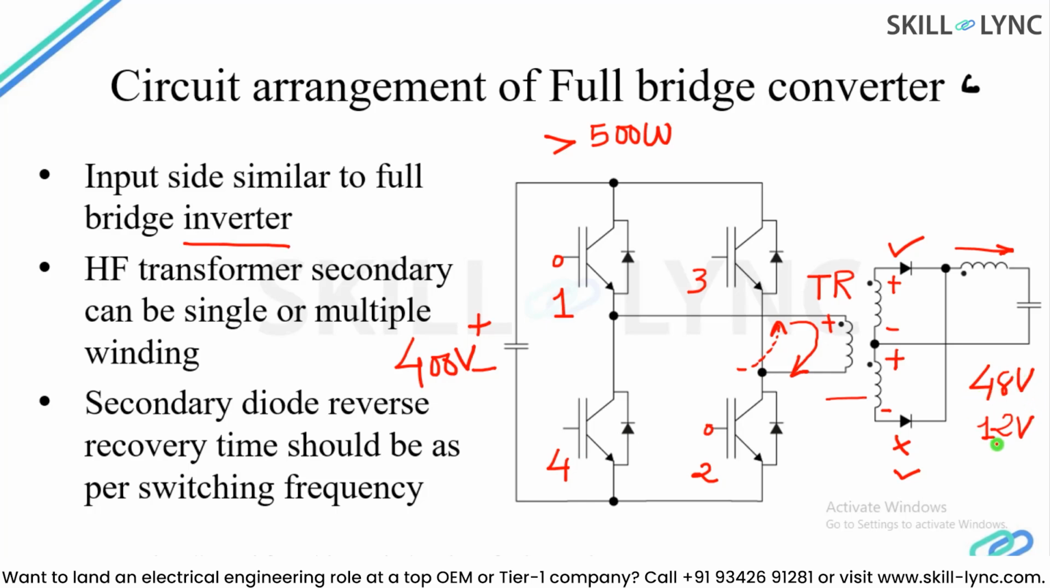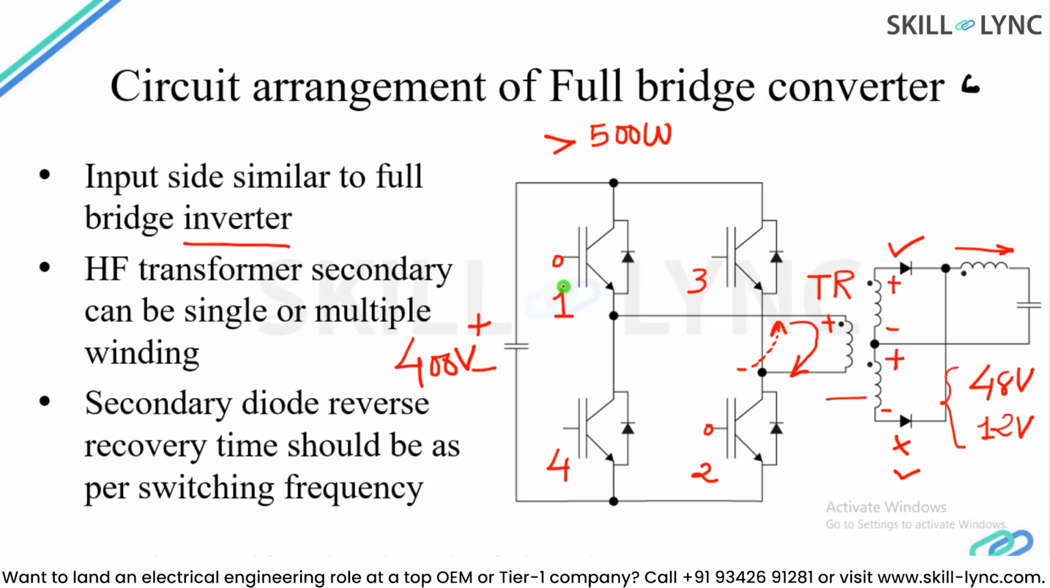But this 48 volt and 12 volt generated from the same transformer secondary will not be called isolated. The 400 volt is isolated from 48 volt, 400 volt is isolated from 12 volt, but these two are not isolated from each other. In some applications, such as SMPS for a desktop computer, this type of power supply is used. The very fundamental requirement here is that the transformer secondary side diodes are required to have a very fast reverse recovery time. What will happen otherwise?